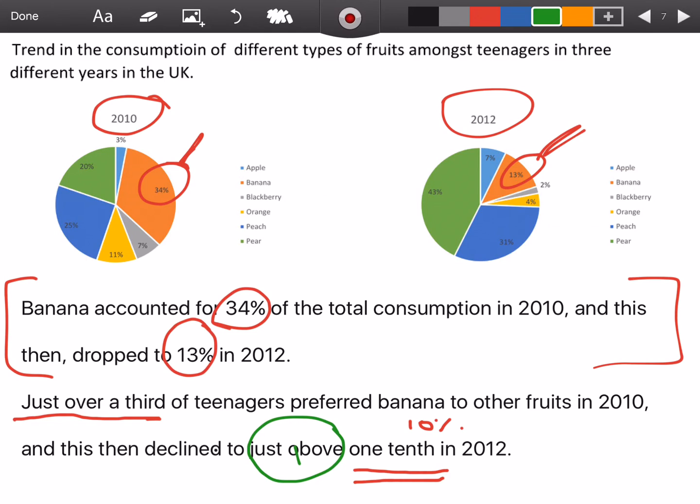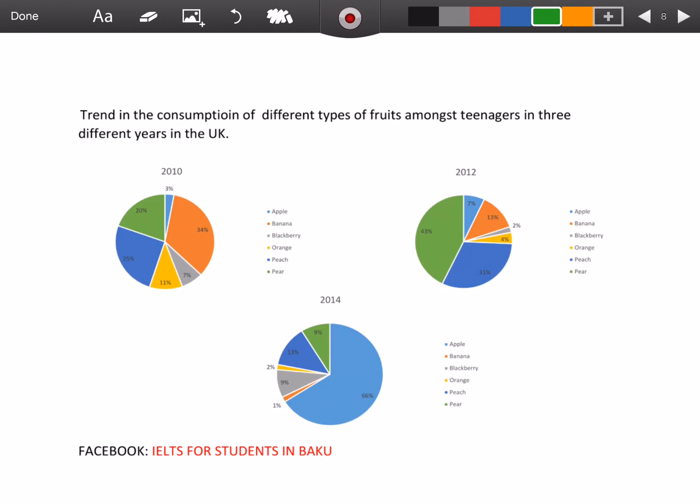So that's it for today. I hope you liked it. Please look at this task 1 question. Try to write body paragraphs for other fruits.